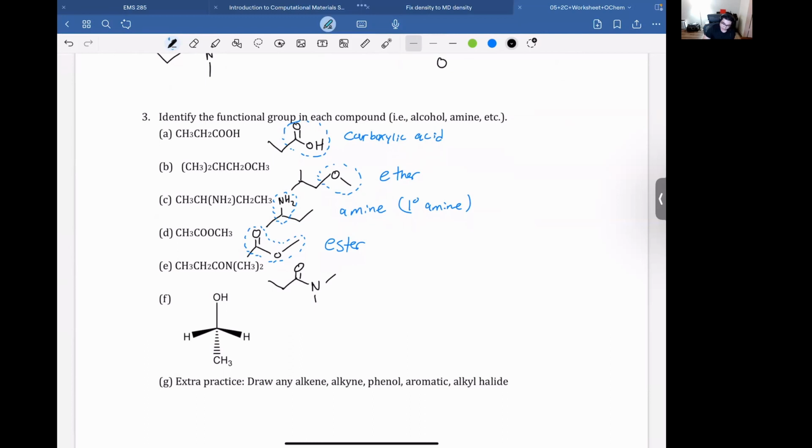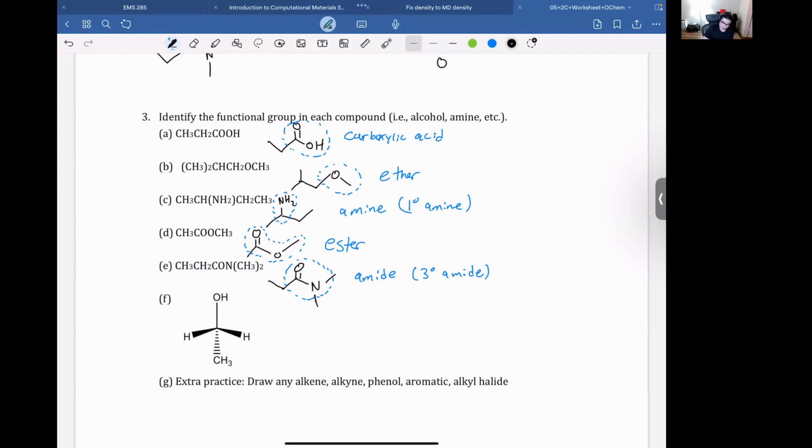So this is what we drew up above. Over here, we have another functional group. The carbons are not required here. This functional group is called an amide. Because this amide is connected, or the nitrogen is connected to 3 carbons, we would call this a tertiary amide. I don't think you have to know this, but you want the specifics.